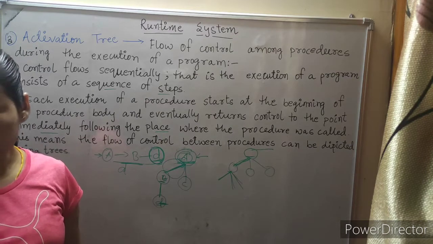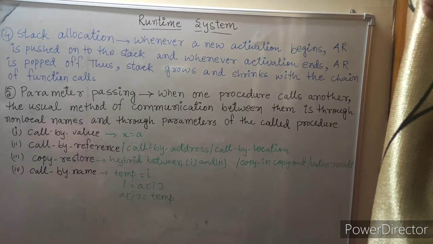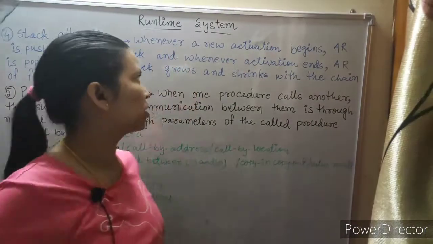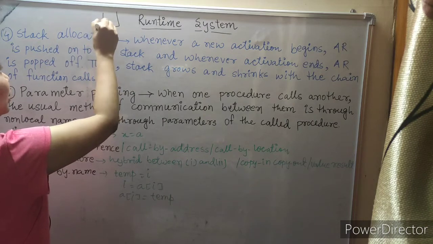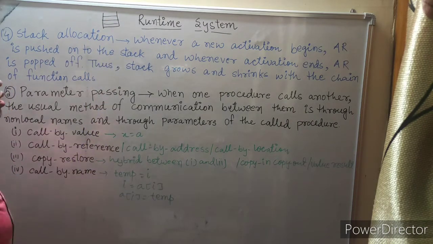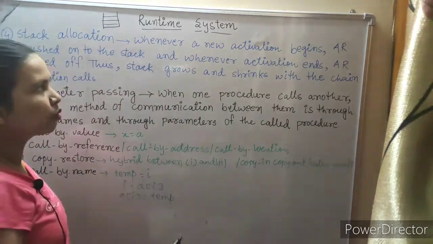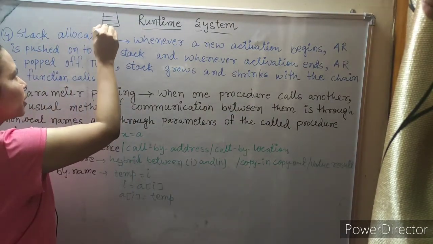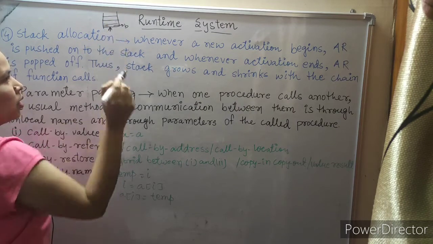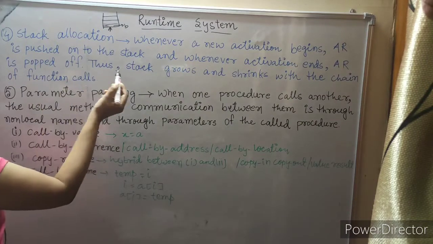Now we will see stack allocation. Stack allocation means in the stack we are storing the allocated data. Otherwise, we can say we store the data in the stack. This is called the stack. Now how to allocate it? Whenever a new activation begins, an activation record, or AR, is pushed onto the stack.